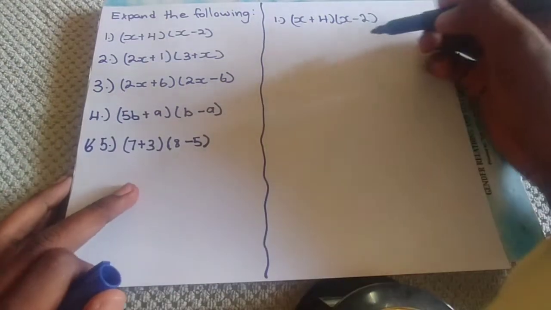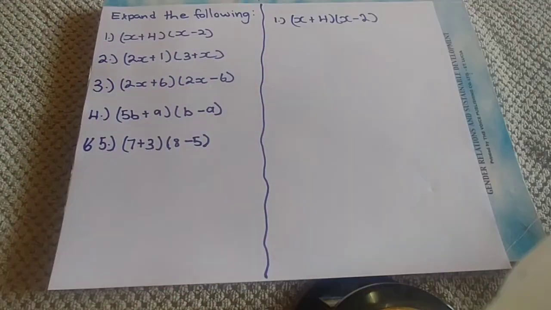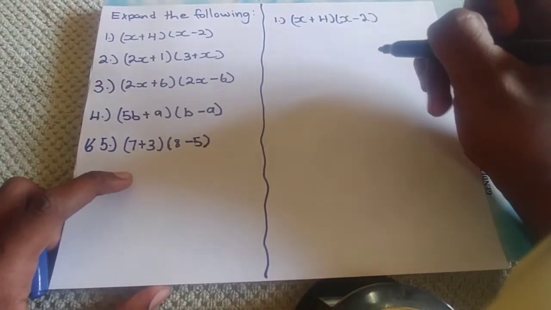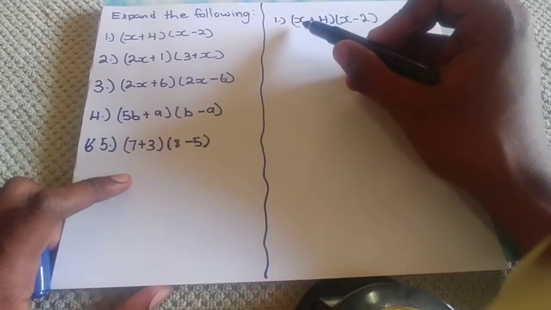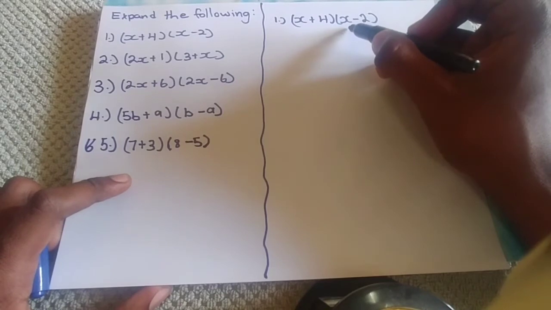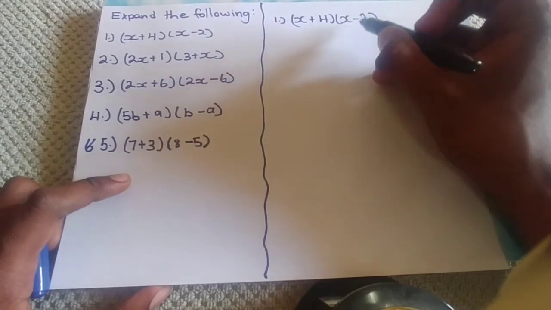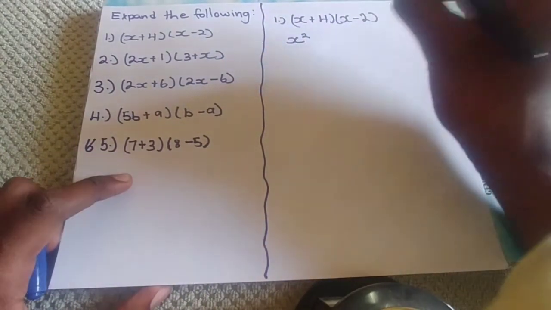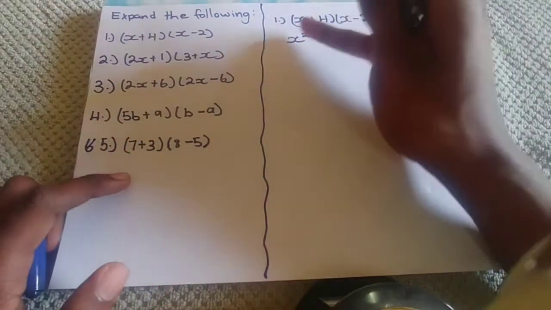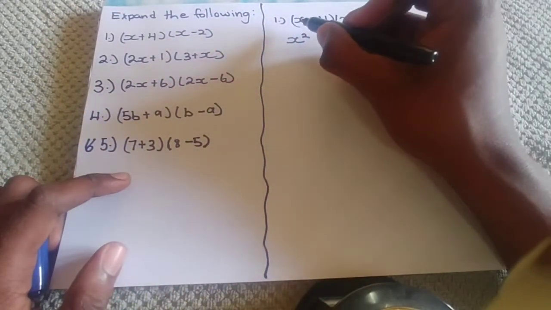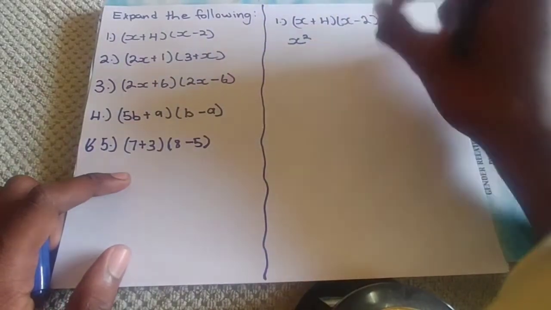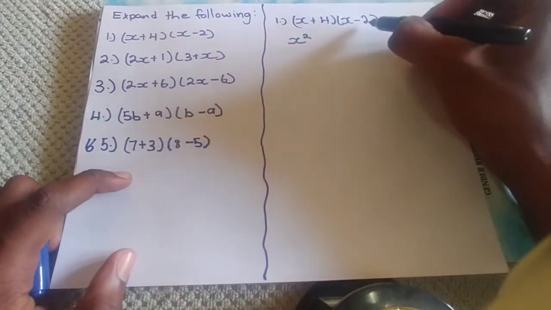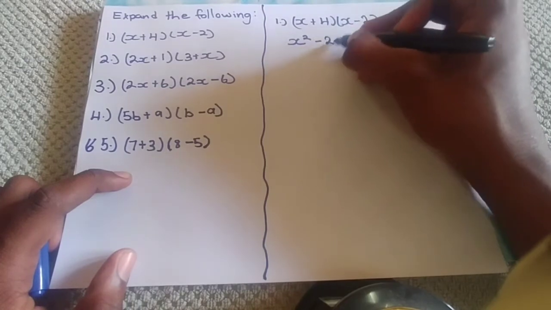So the F stands for first. So we take the first terms in the two brackets. So the first term in this bracket is x, and the first term in this bracket there is x. So we take these two and then we multiply them by each other. So x times x is x squared. Then those on the outside or towards the ends of the brackets. So the outer, those towards the ends, x and negative 2. So we go x times negative 2, which is minus 2x.